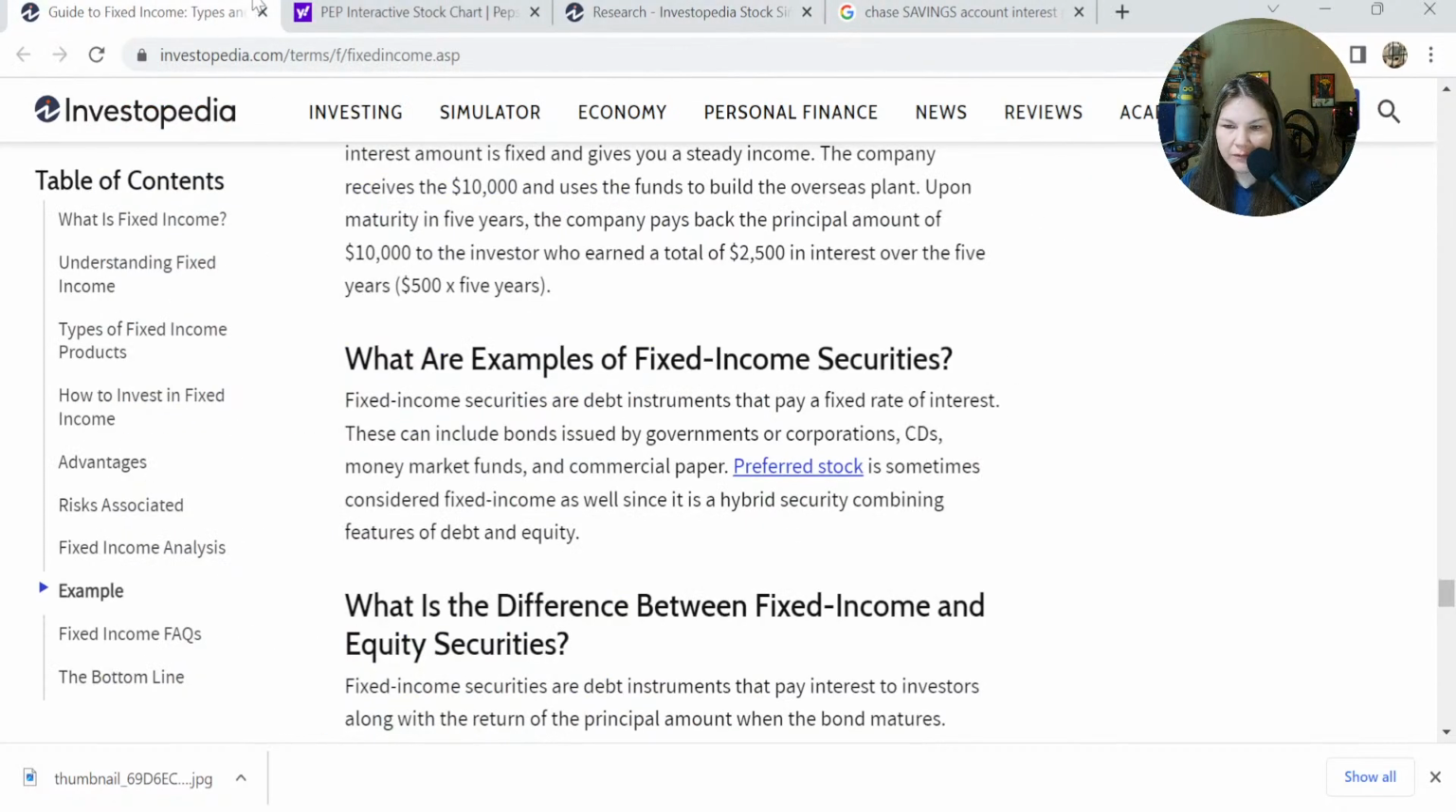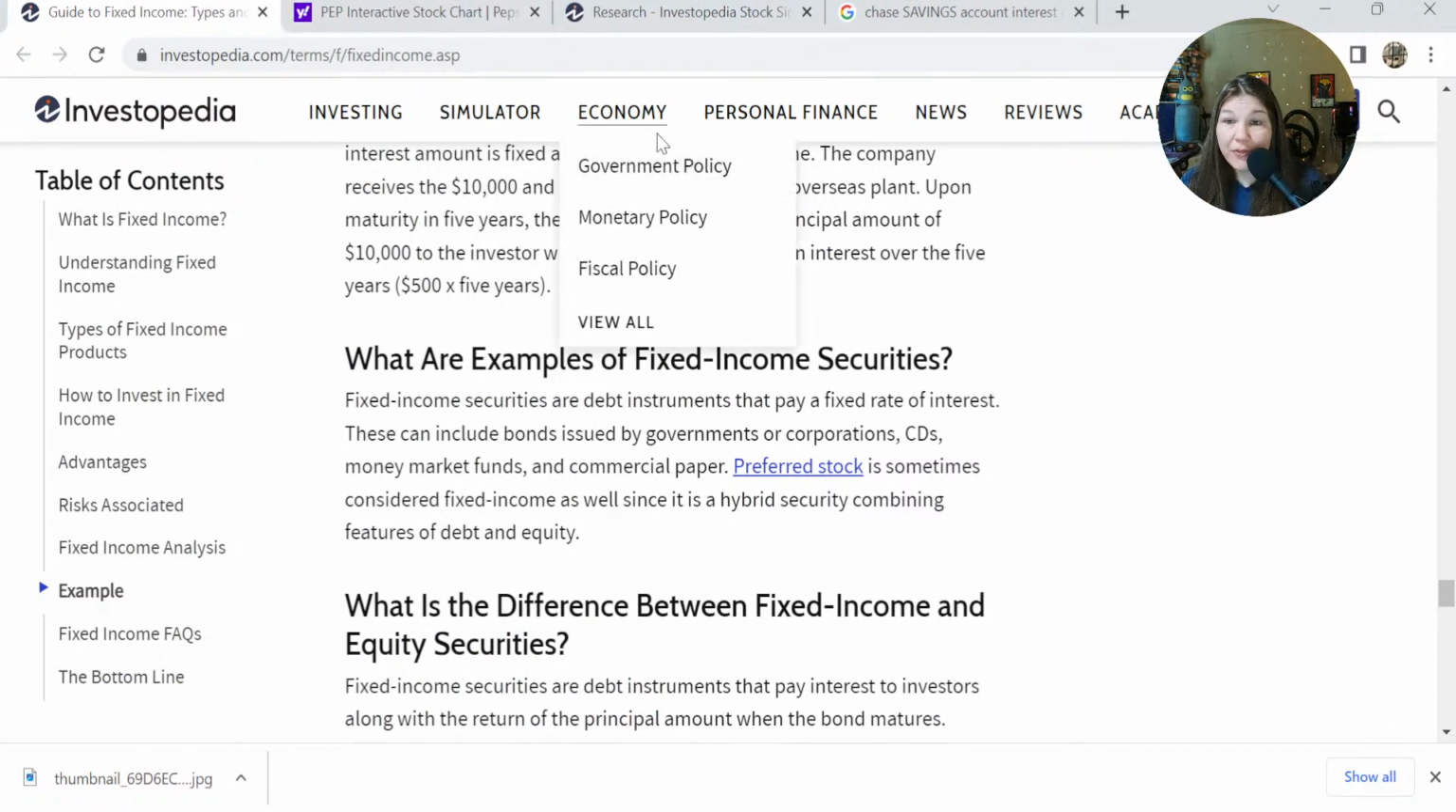Right here, just reading a bunch of articles. It's that simple. People think it's not that simple, and that's why they don't do it.